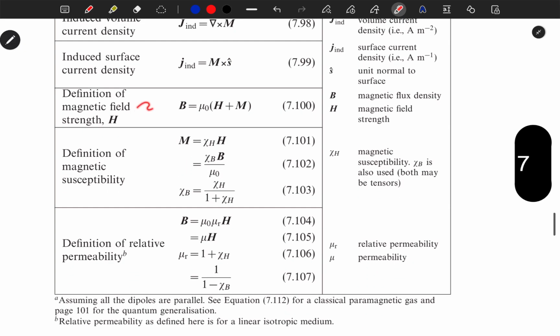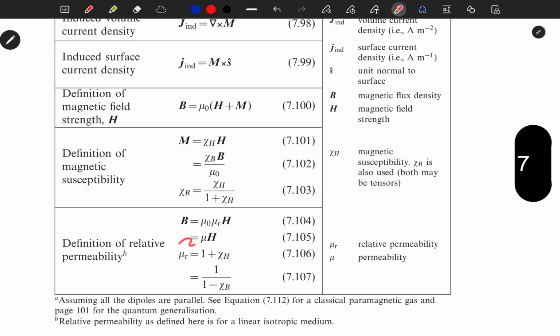Now, definition of magnetic field strength. So B equal to mu 0 (H plus M). So M can be written like chi of H times H. This chi m is the magnetic susceptibility, equal to chi h by 1 plus chi h.